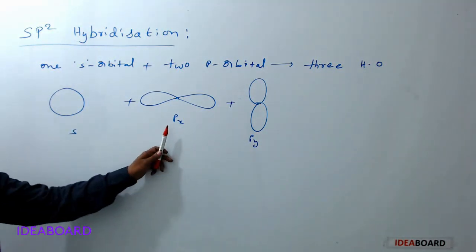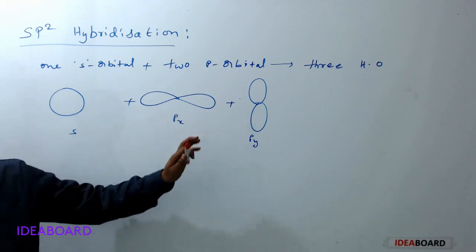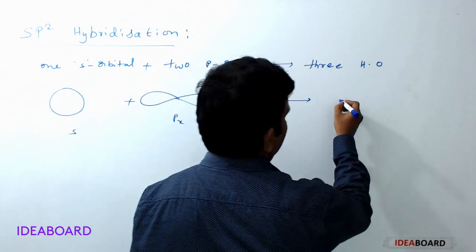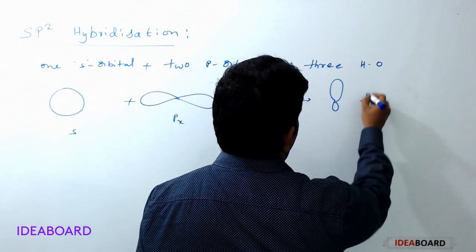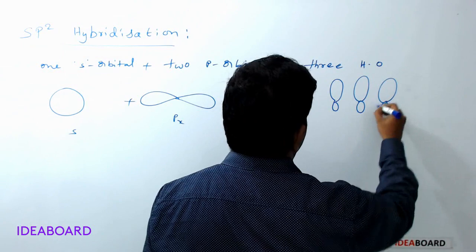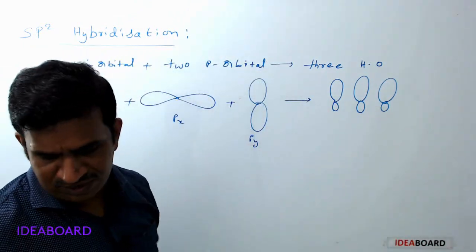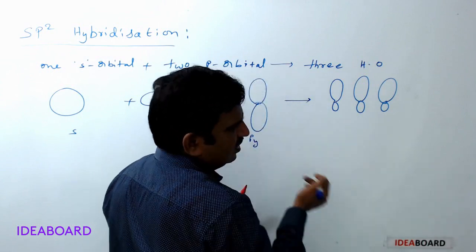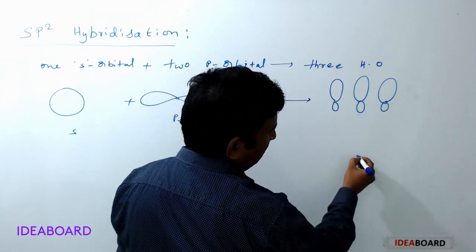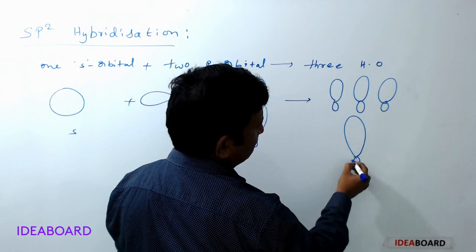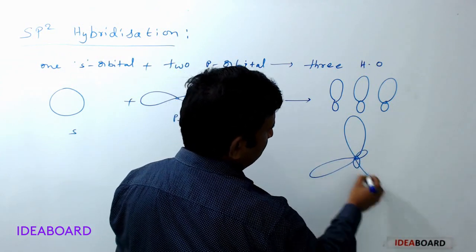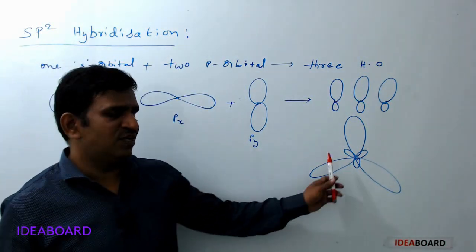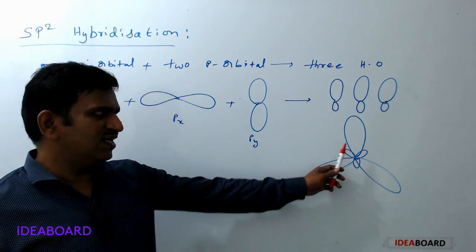Whatever it may be, the py orbital or px orbital, 2p or 3p, these combine to form three hybrid orbitals. Suppose this is one, this is the second one, and this is the third one. Three hybrid orbitals are formed, and how are these arranged around the central atom? They are arranged in a trigonal planar shape, so that they have minimum repulsion among them.